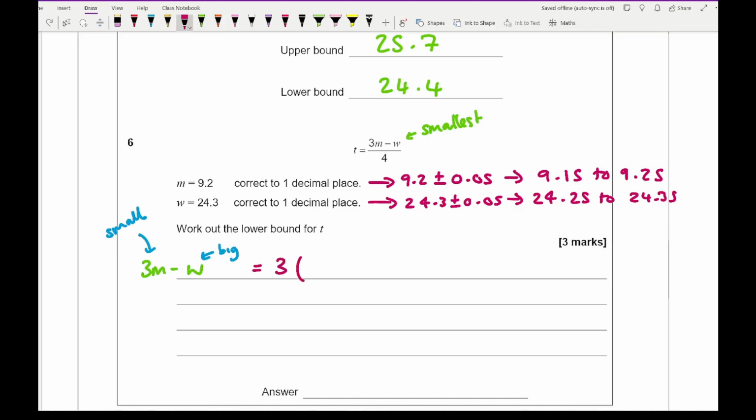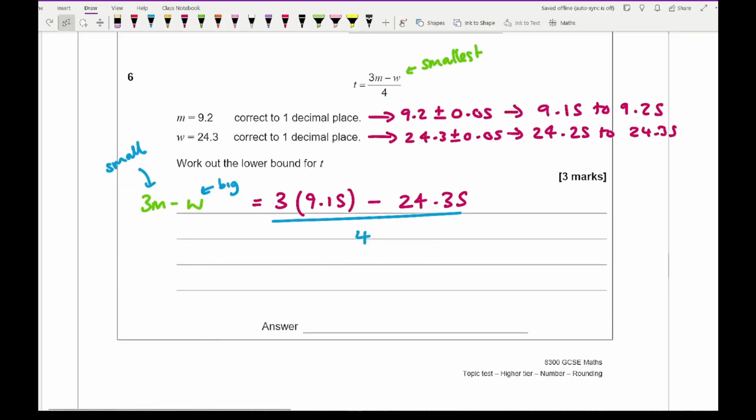So then picking out this calculation to give you the smallest value, it's going to be 3 lots of the smallest m, which is 9.15, minus the biggest w, which is 24.35. Then if I work that out and then divide that all by 4, that's going to give me the smallest value of T, which if I type into my calculator gives me 31 over 40 or 0.775.